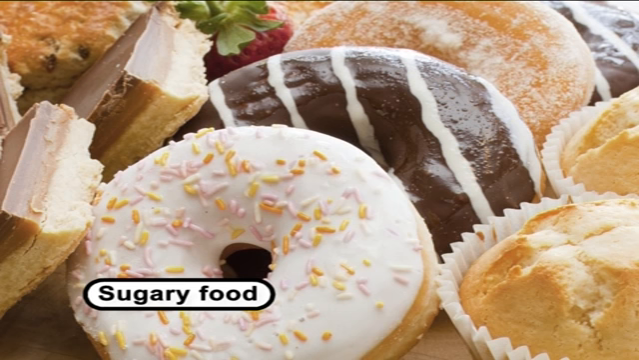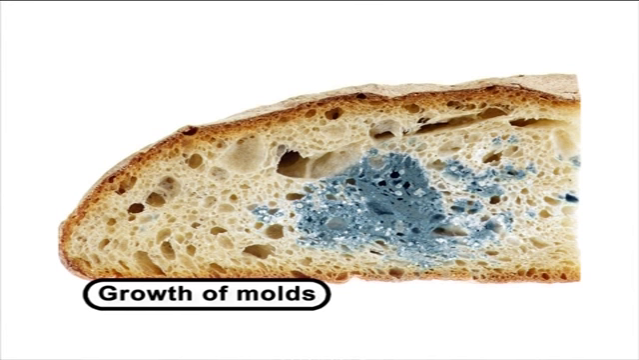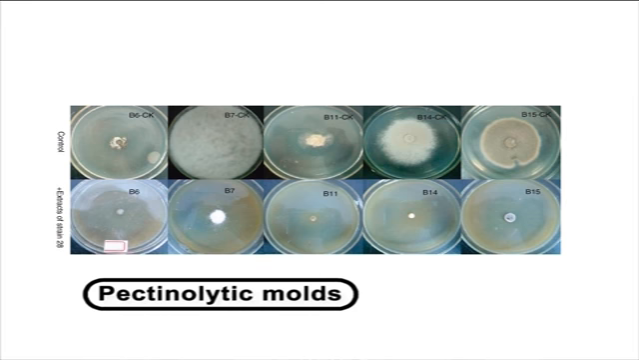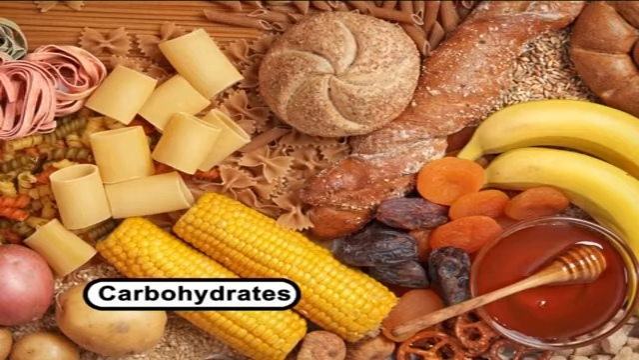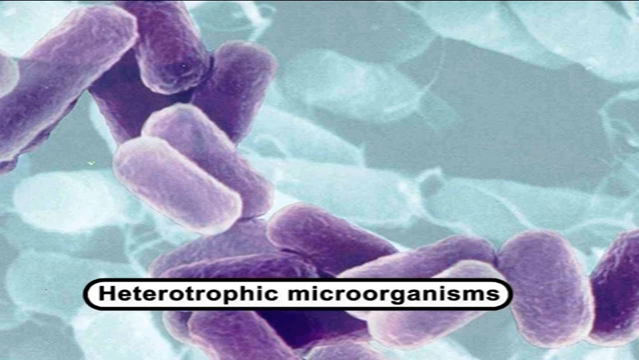Depending on the type of carbohydrate and other energy compounds present, there will be variation in terms of microorganisms growing in food. Most sugary foods have growth of yeast and bacteria, and starchy foods promote growth of molds which are able to hydrolyze starch by producing amylases. Cellulolytic and pectinolytic molds grow on food containing these materials. Carbon for growth usually comes from carbohydrates and other organic compounds in most heterotrophic microorganisms.